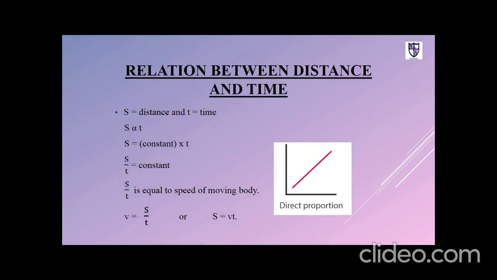Relation between distance and time. If the distance is doubled, then the time is also doubled. It means the distance increases with time. Therefore, distance is directly proportional to time. Let s be distance and t be time. s is directly proportional to t.